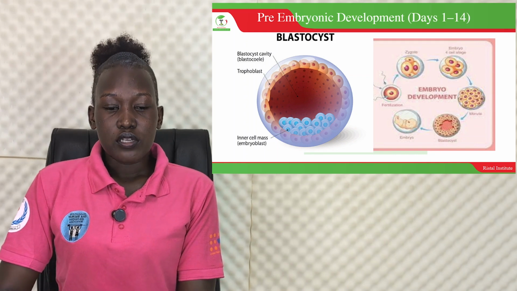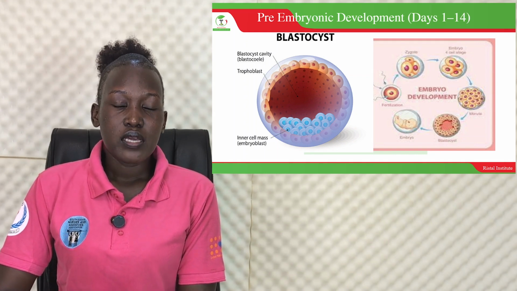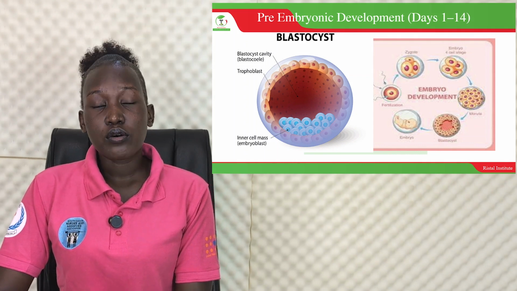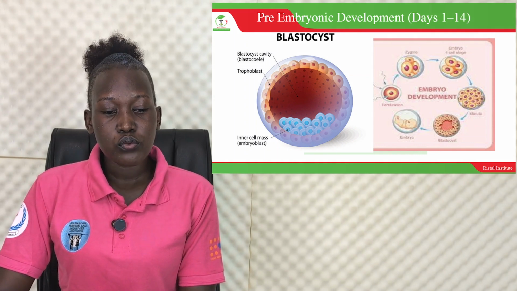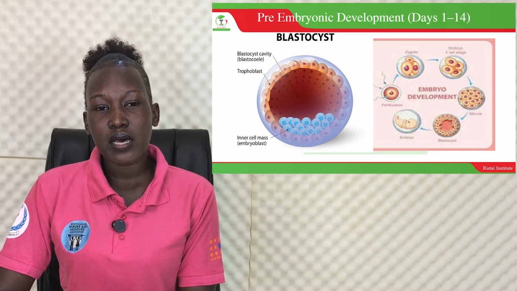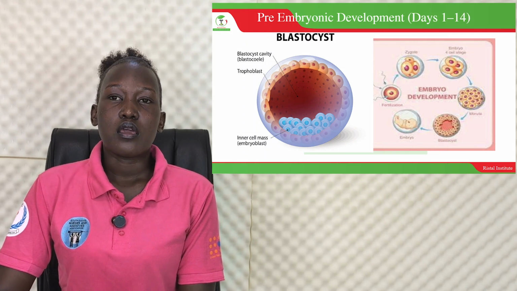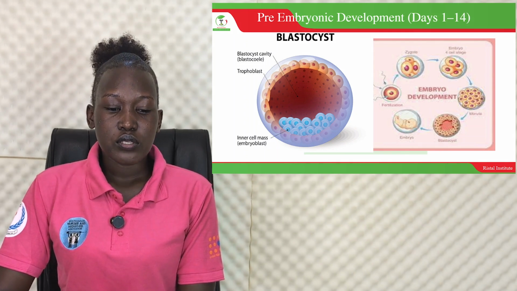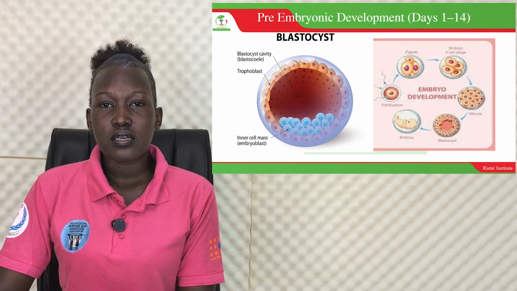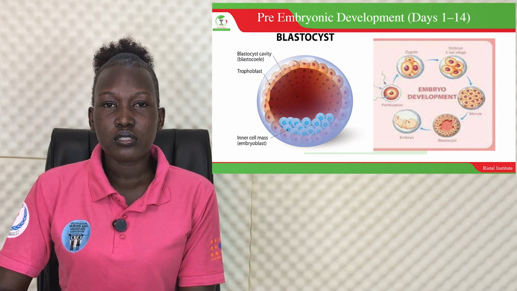So this is what we are calling a blastocyst. It has an outer cell mass, which we call a trophoblast, and it has an inner cell mass, which we call an embryoblast. So the embryoblast becomes the embryo, it becomes the yolk sac, it becomes umbilical cord.